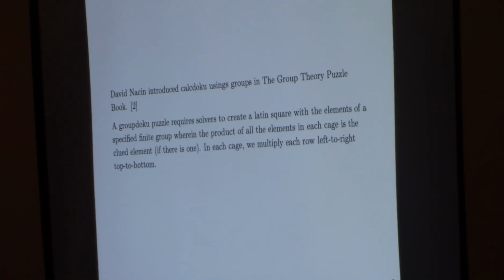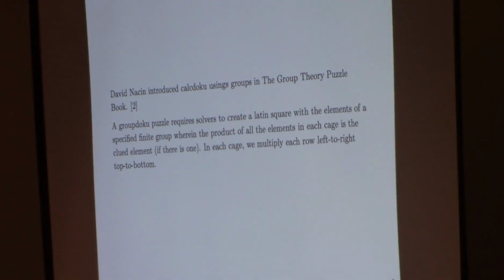Now a group, if you recall, isn't necessarily commutative, so the order that we do the multiplication in is going to be relevant. I'm adopting the convention that we do it in Western reading order, so left to right, top to bottom. Nassim does it slightly differently, but you can check out that book.